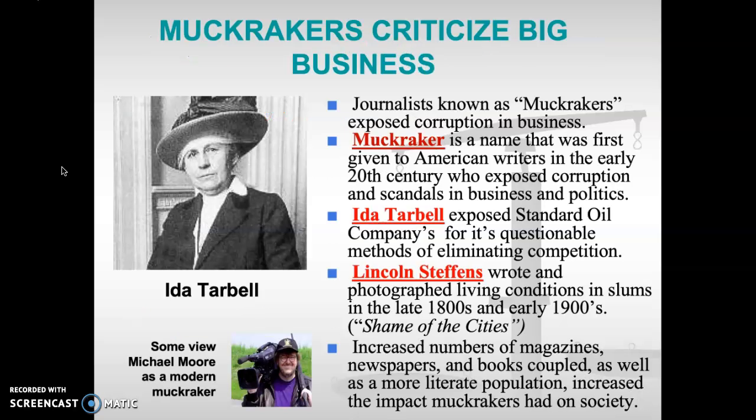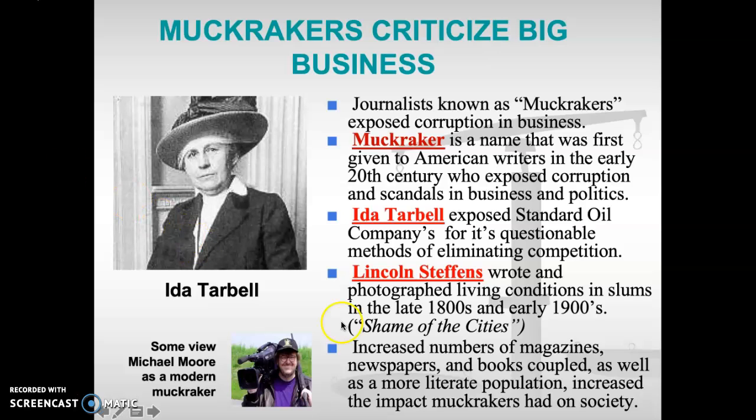Alright, now, during this time we have what are known as muckrakers. These are journalists, and they expose corruption in business. So, they're raking the muck and that sort of thing. Muckraker is a name that was first given to American writers in the early 20th century who exposed corruption and scandals in business and politics.